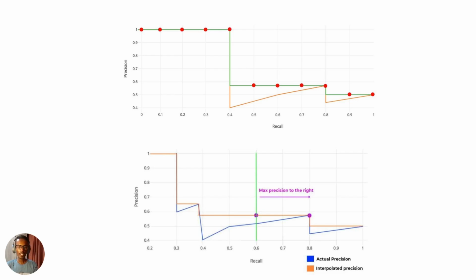And there is an easier way to find the 11 interpolation points. For example, you just extend a line from the maximum precision value to the next vertical line. So as we can see from the graph above, we can extend all the maximum points to the next vertical line, and then put dots on the horizontal lines at each of the 11 interpolation points. So that makes it easier to find these interpolated precisions.